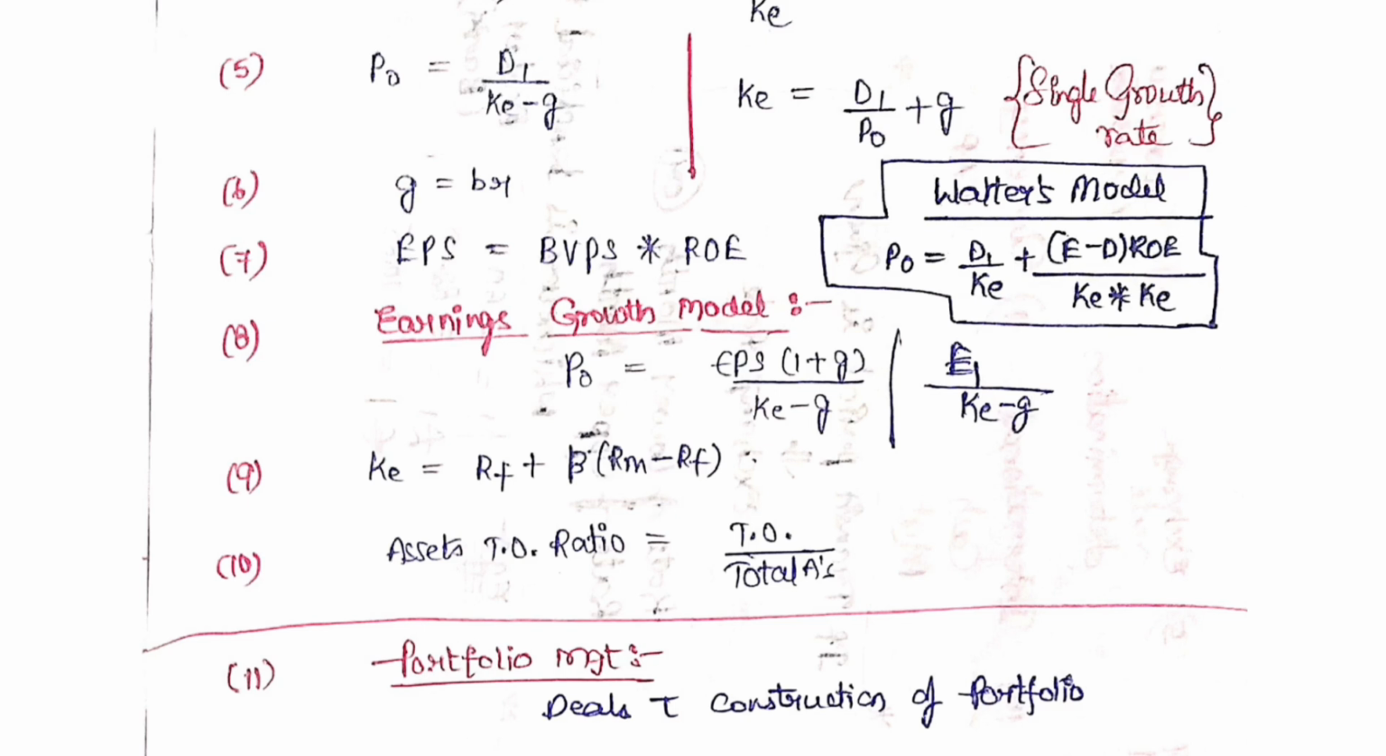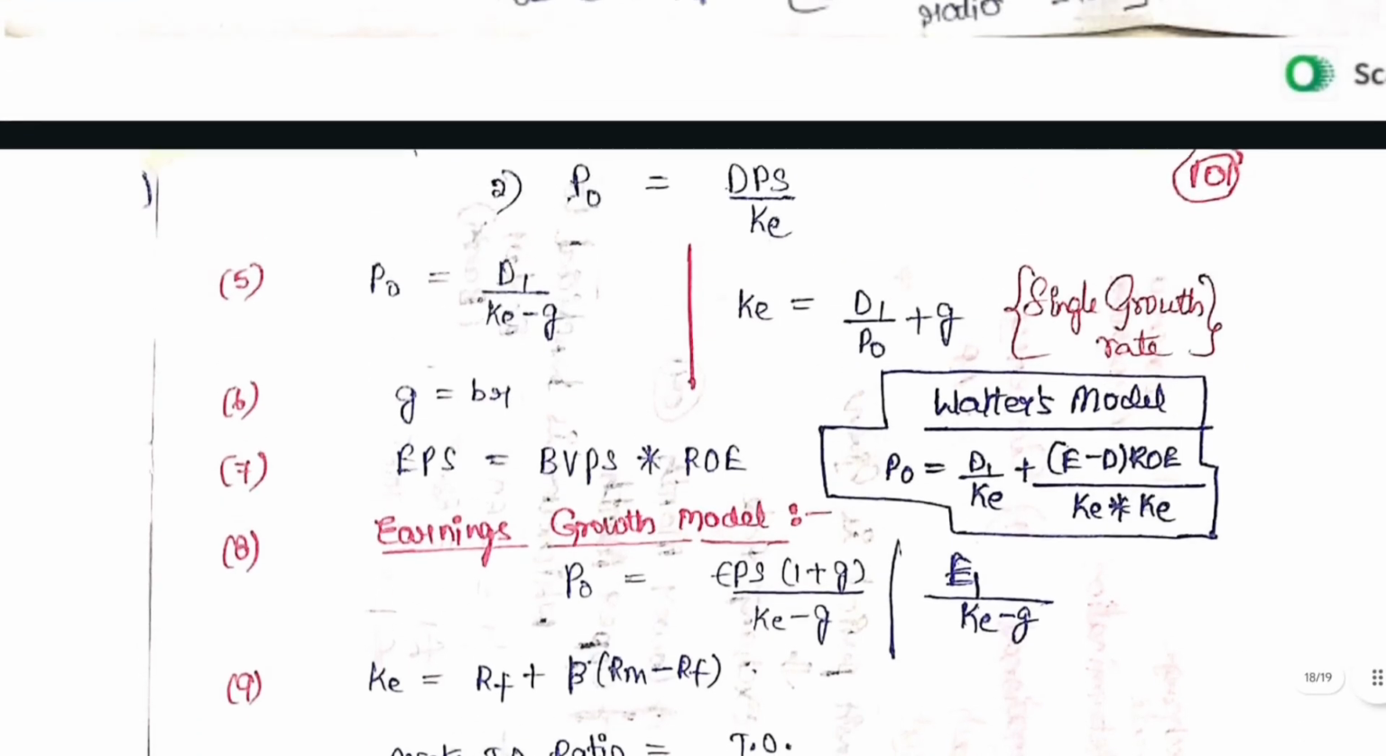Earnings growth model. As per earnings growth model, P0 equals EPS into (1 plus G) divided by KE minus G, or E1 divided by KE minus G. KE equals RF plus beta into (RM minus RF). How to calculate assets turnover ratio? Assets turnover ratio equals turnover divided by total assets.